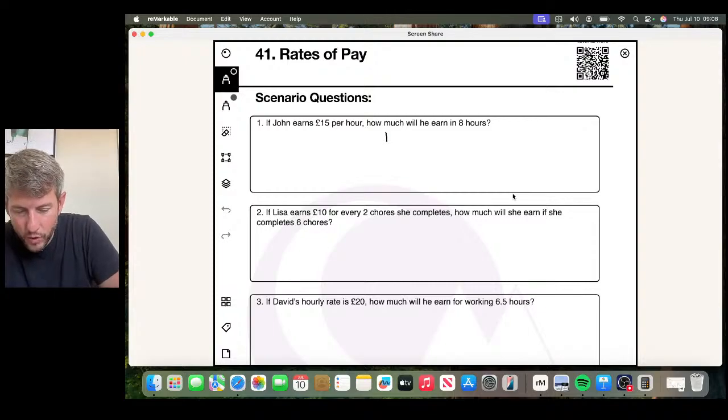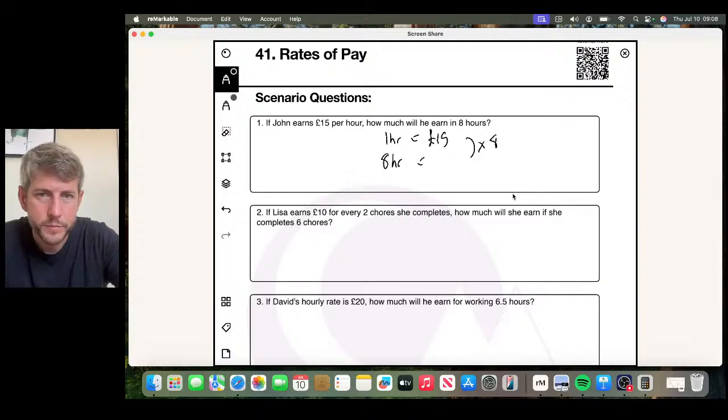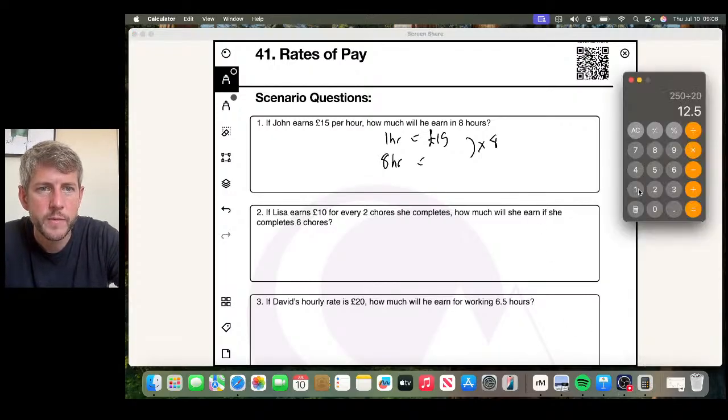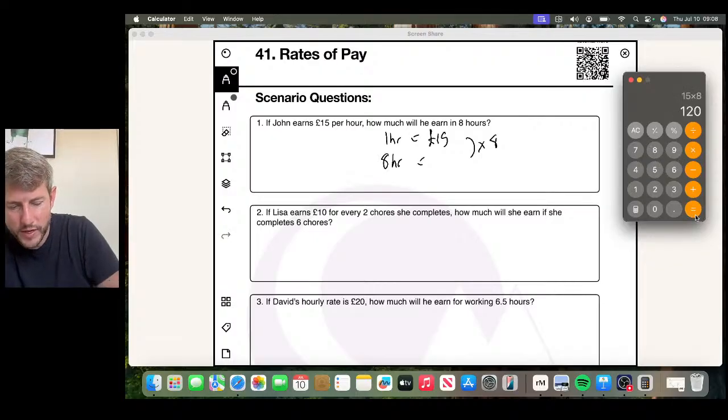If John earns £15 per hour, how much will he earn in 8 hours? So 1 hour equals £15. We want 8 hours, so we'll want this times 8. So 15 times 8 is £120. There we go.